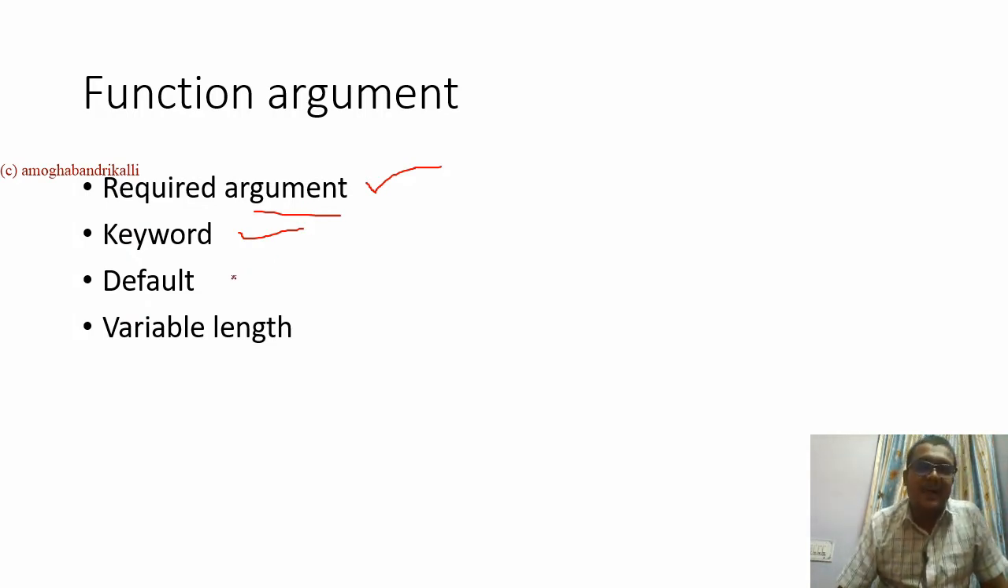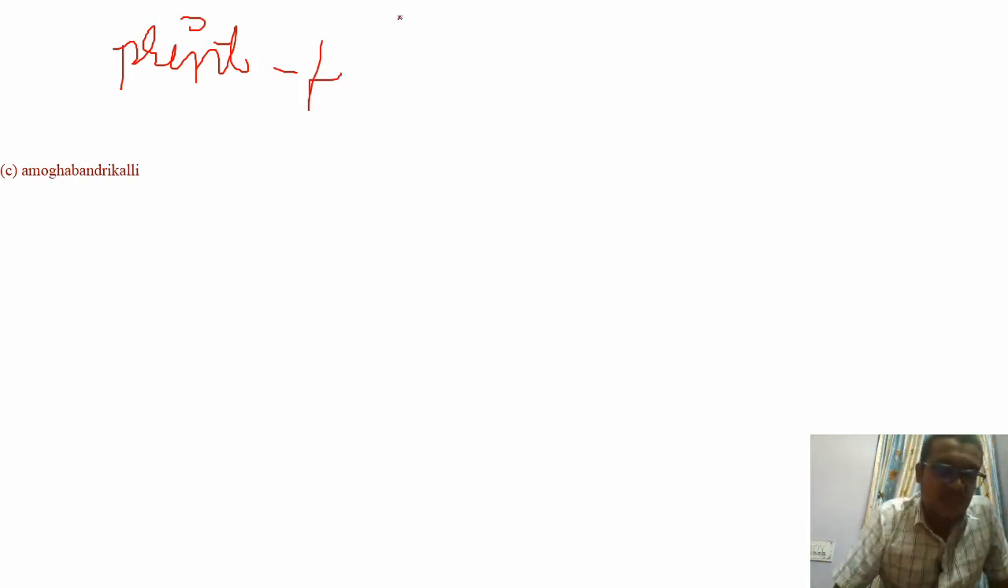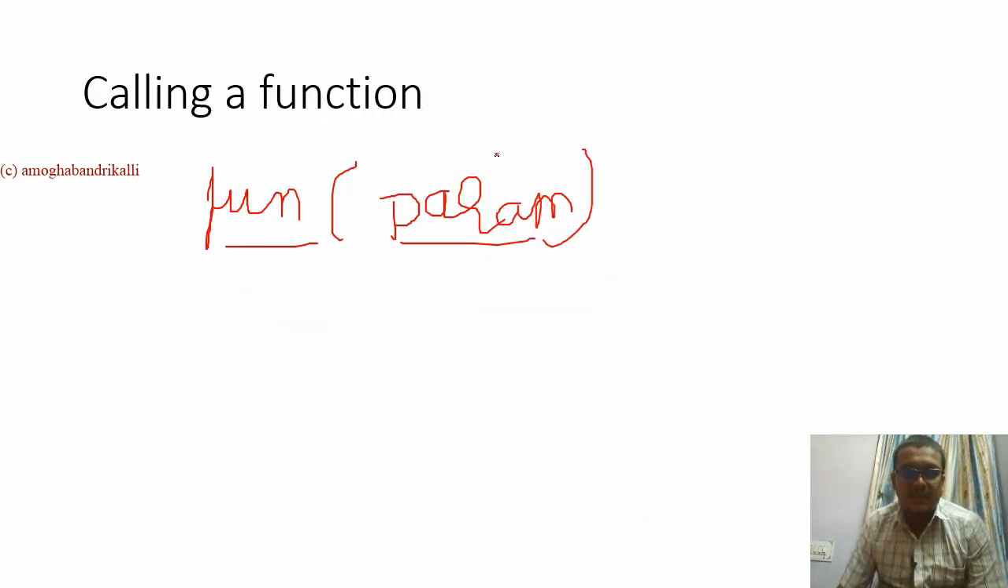If you are not passing any parameters from the user, you can have a default version of writing a function. So these are the styles of writing function arguments, and another interesting one is variable length. We can see these one by one. The required arguments: I have written a function called print function. This is a user defined print function. I guess you remember this function.